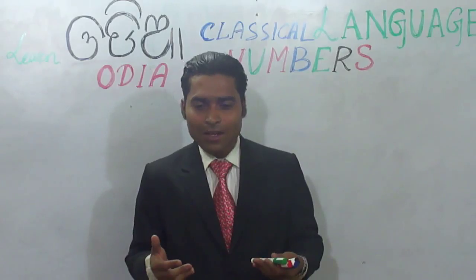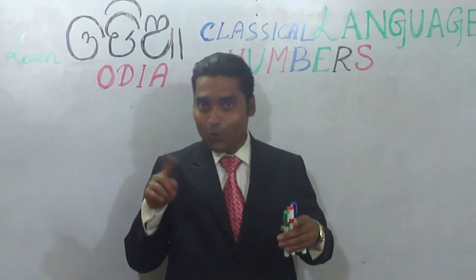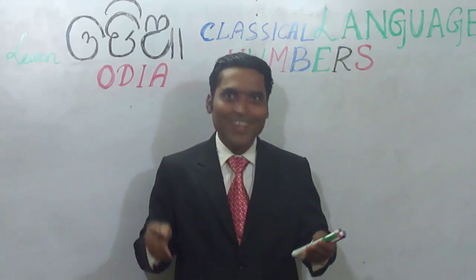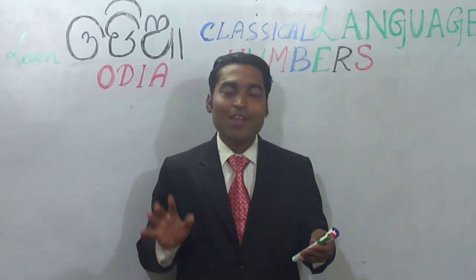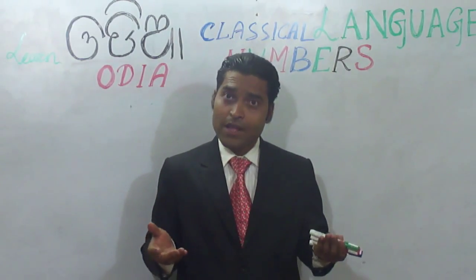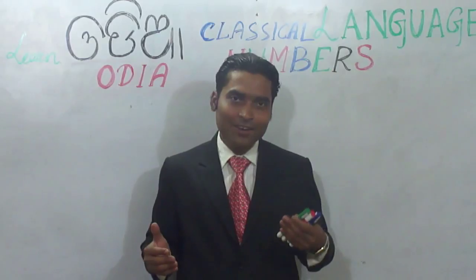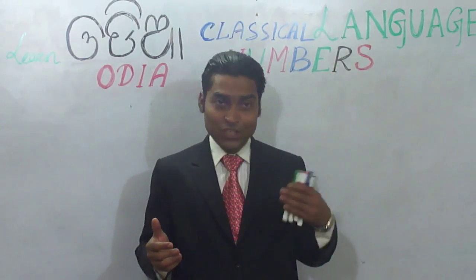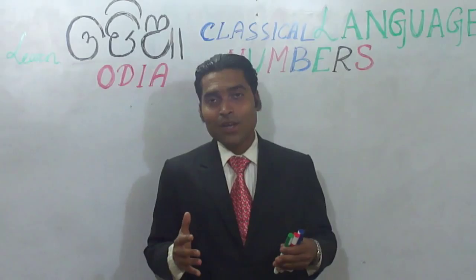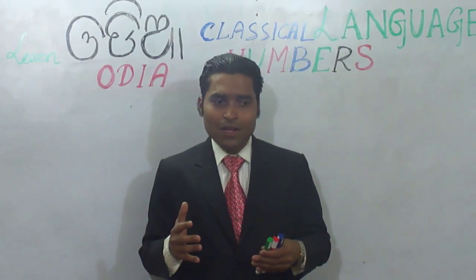In English language, like this you'll find 1, 2, 3, 4, 5, 6, 7, 8, 9, 0. Okay, so in ODIA language we have all these 10 digits, or you may say numbers. So let's discuss all those.